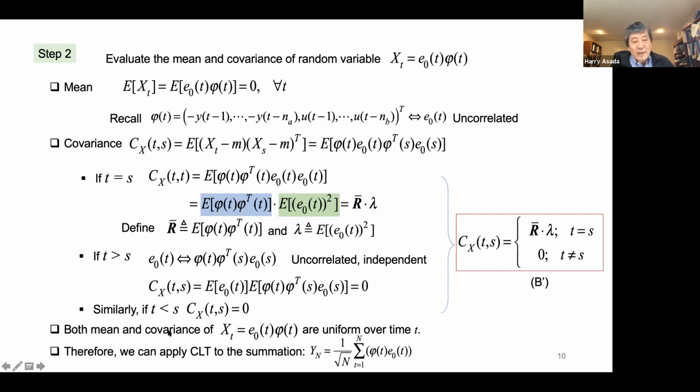Okay. So both the mean and the covariance of x, we use e_0 phi_t as basically random variables. And all these results are irrelevant to the time t, so it's uniform over time t. So that actually satisfies the central limit theorem conditions. Okay, so now we are ready to apply the central limit theorem to this random variable phi_t e_0.